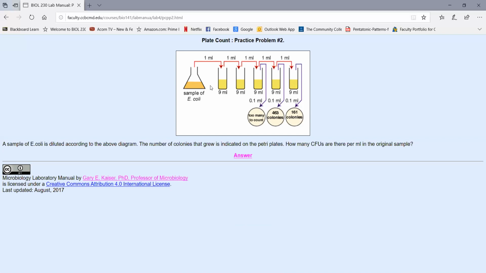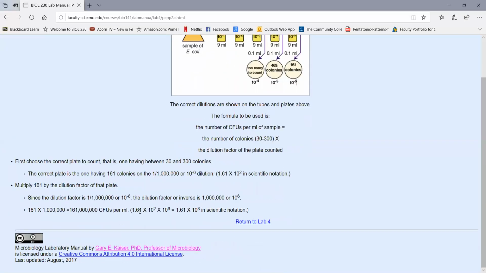Or if you're doing it in longhand, 1 to 10, 1 to 100, 1 to 1,000, 1 to 10,000, 1 to 100,000, 1 to a million. So 161 times a million for 161 million, or 1.61 times 10 to the 2, that's 161 in scientific notation, times 10 to the 6th, 1 million, the inverse of 10 to the minus 6, and there you'd have your answer. So again, there's step by step on how to get the answer. Go through and practice that.